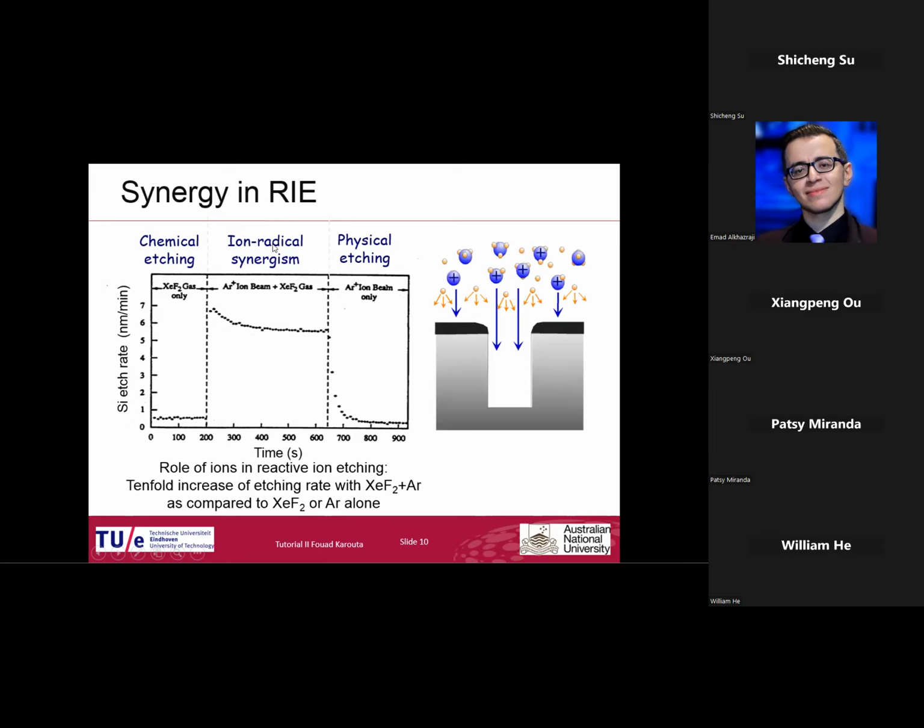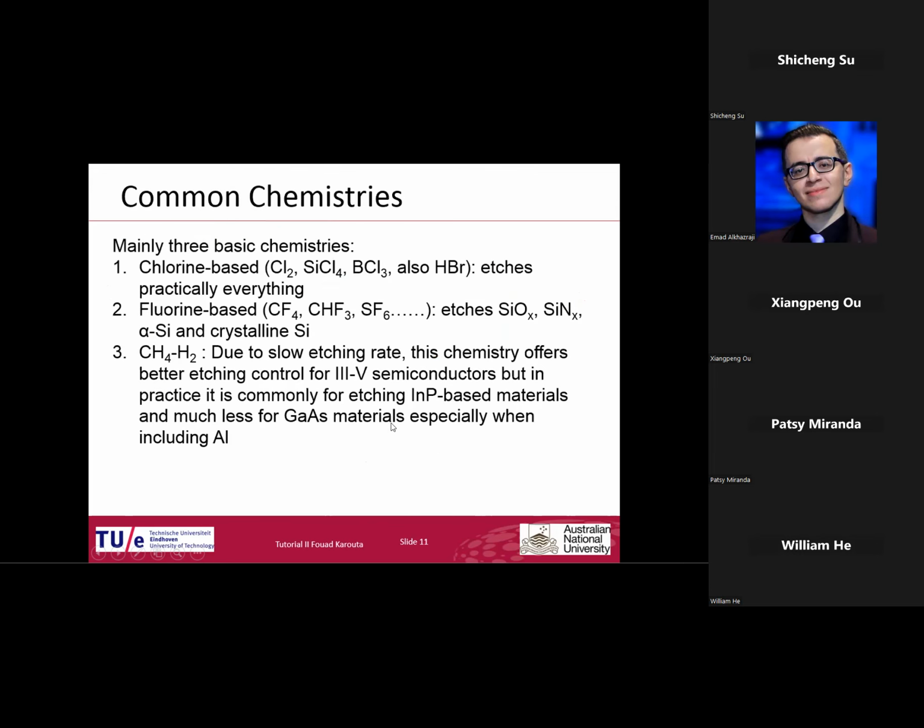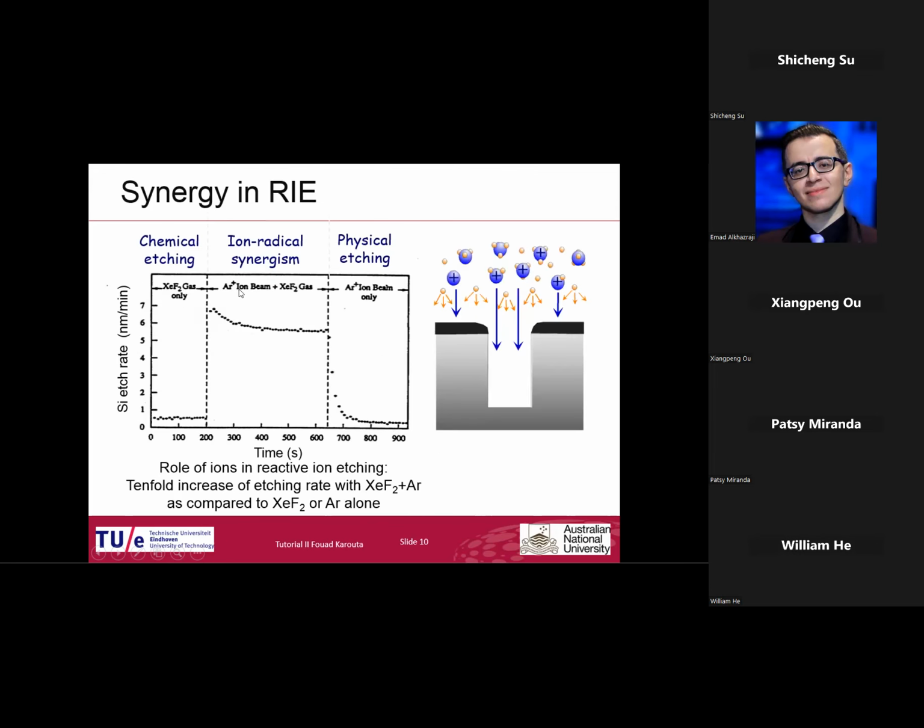Reactive ion etching. That is not from me, it's a very old paper. It shows here the etching rate when you are using xenon difluoride only in a plasma etching. So the etching rate is quite low. And if you etch with argon ions, the etching rate is also low. But when you combine argon and xenon difluoride, the etching rate is not only the sum, it's much more than that. And that's what we call the synergy: the ion is helping to get more xenon difluoride ionized and contributing to the etching process.